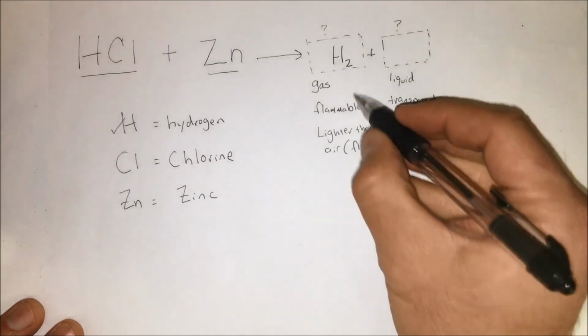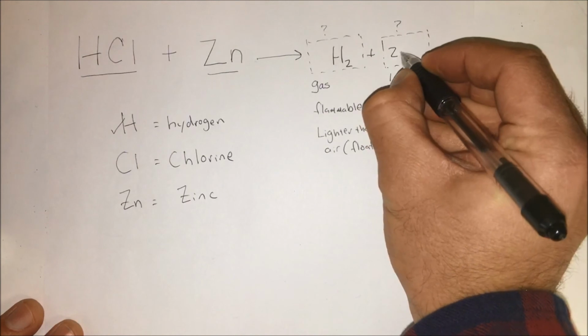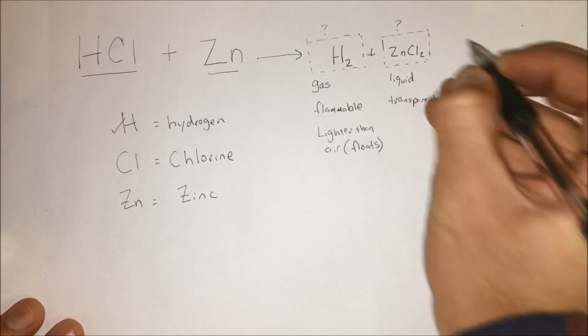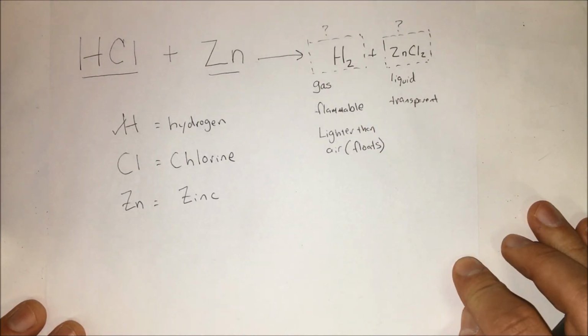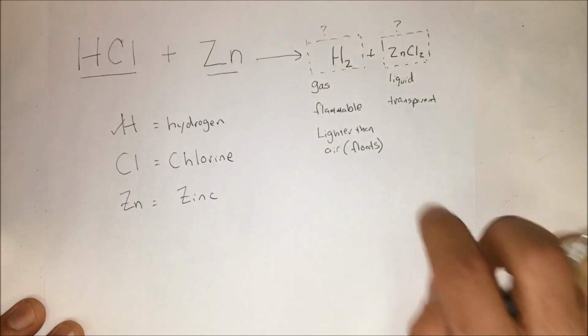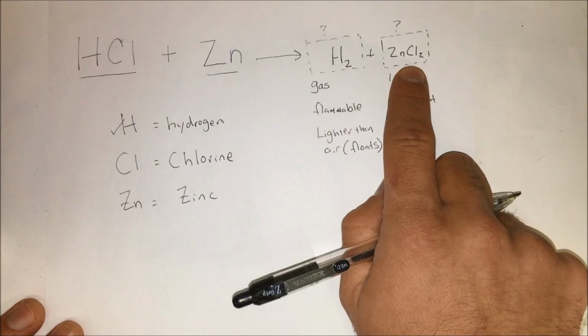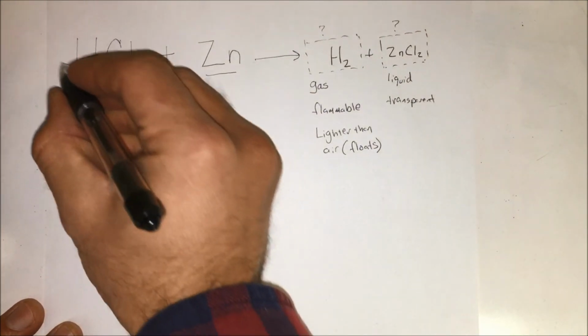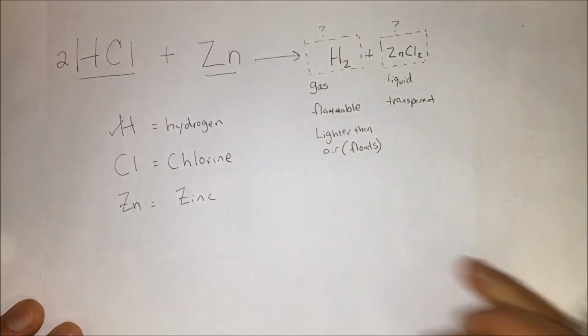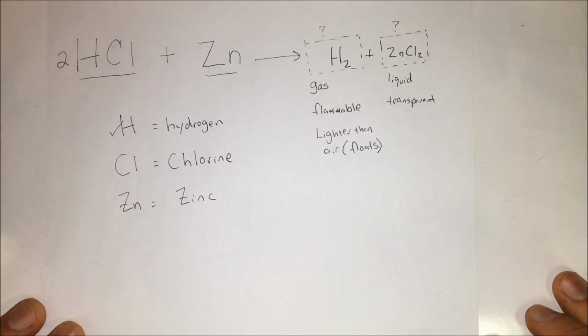So what we actually get here is something called zinc chloride. And zinc chloride is that liquid that's left over in the test tube. And there you have it. There is our equation. However, you might notice it's not balanced. We have two hydrogen over here and two chlorine over here. That's an easy thing to fix. Let's just put a 2 right here. And now our equation is balanced. So there you have it. There's what's going on in our hydrochloric acid and zinc reaction.